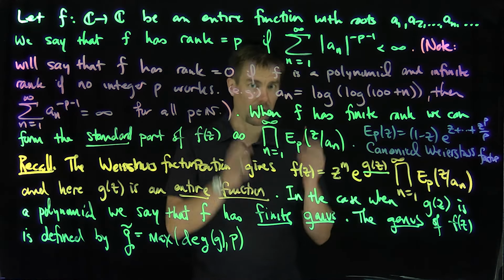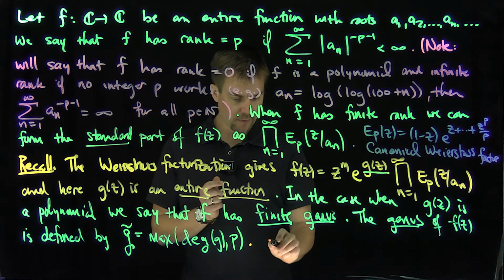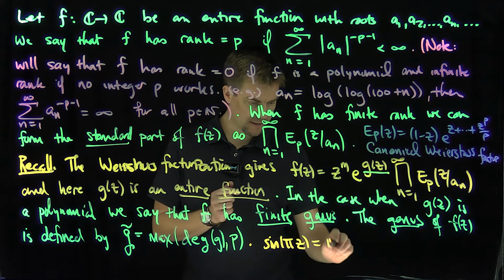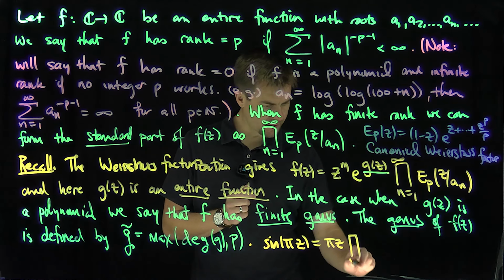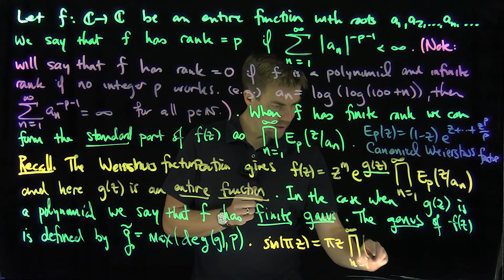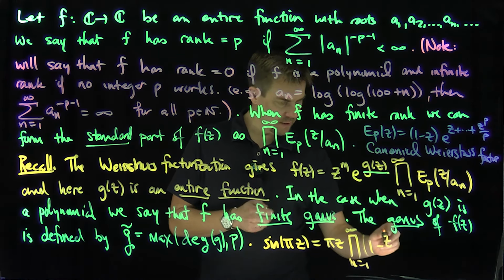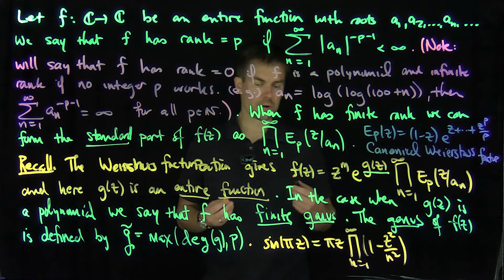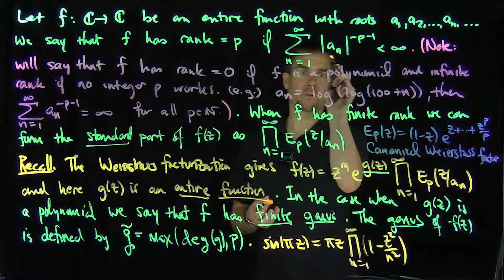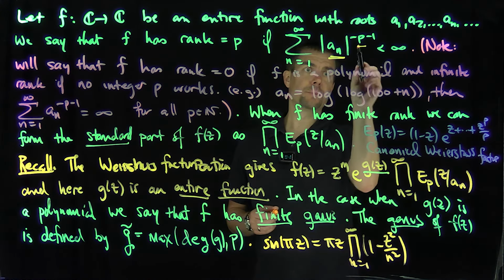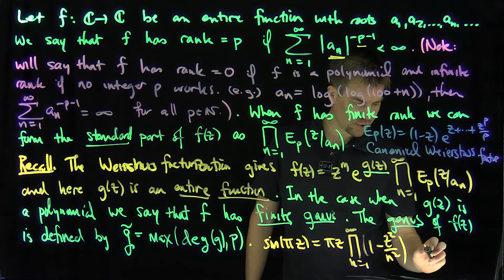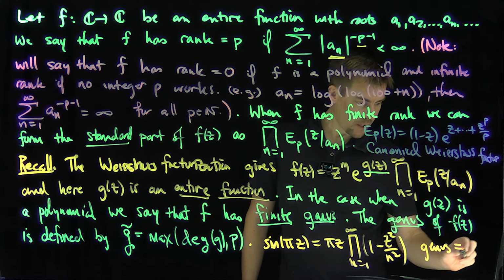One of the classic examples of something with finite genus is a canonical product we already know. Recall that sine of pi z is pi z times the product, n goes from 1 to infinity, of 1 minus z squared over n squared. The roots of sine of pi z are just the integers. So if I choose p equals 1, that will work, and so sine has genus equal to 1.